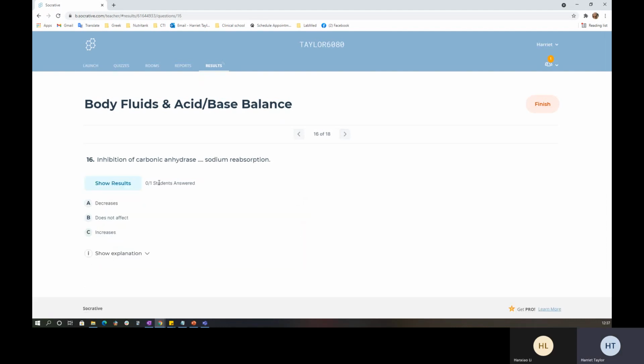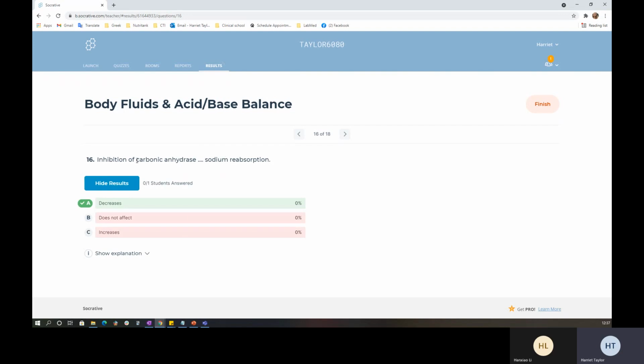Next question. Inhibition of carbonic anhydrase will do what to sodium reabsorption? So this is a bit of a tricky one. So think back to our cells that we looked at. And just think about which transporters affected our sodium reabsorption. So a few more seconds and then the answer is decreases.